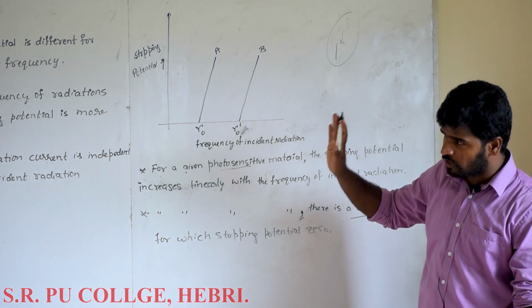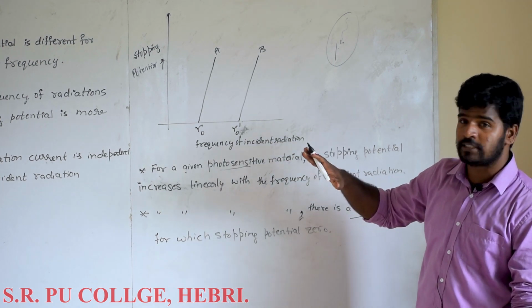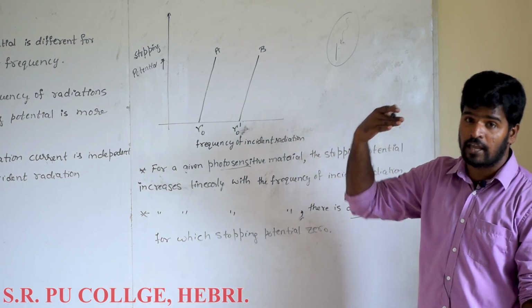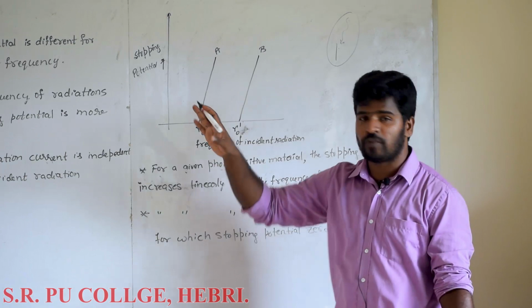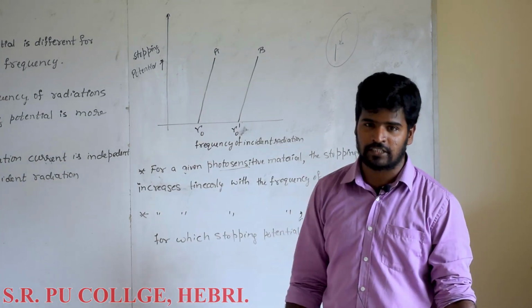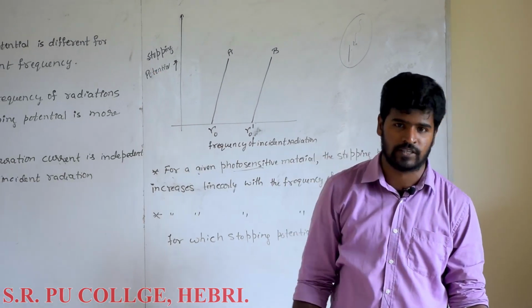Therefore, the emission of electron takes place from the metal only if the frequency is above the threshold frequency. Only if the frequency is above the threshold frequency is there emission of electron, and the speed of the electron increases. That is the reason why the kinetic energy increases. These are the experimental results based on the photoelectric effect.